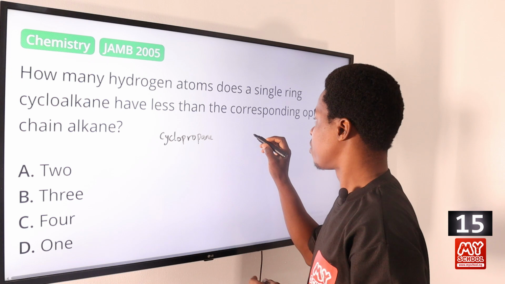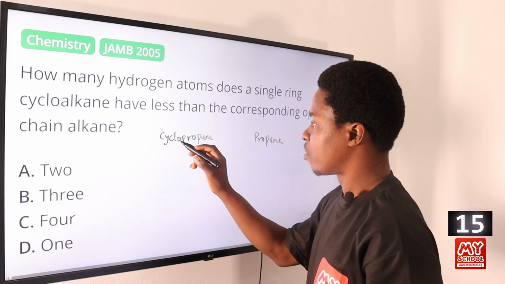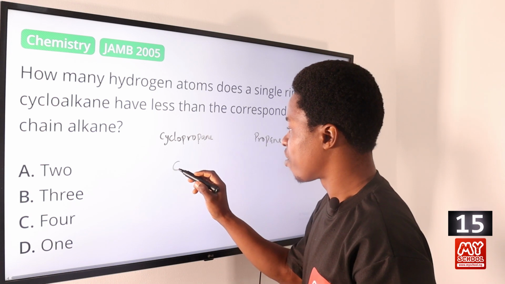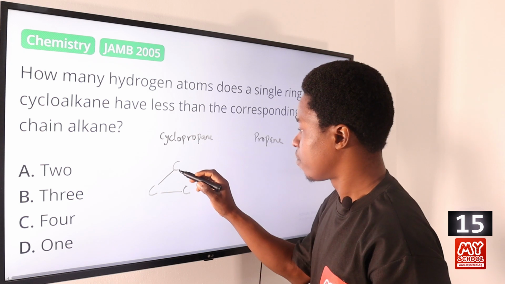They will not be cycloalkane. So we have propane here. So let's draw this one. Cyclopropane: we have 3 carbon atoms, 1, 2, 3, in cyclic form.